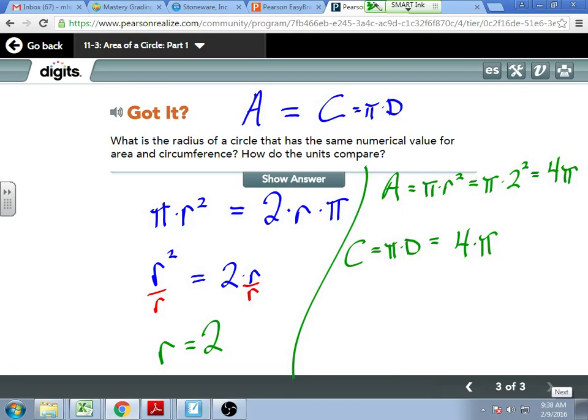So those are those interesting kind of math problems where you can say, how could I make area and circumference not equal but be the same value?